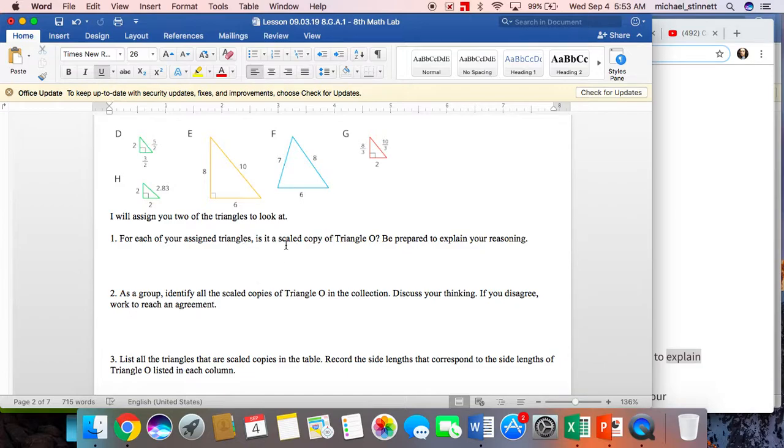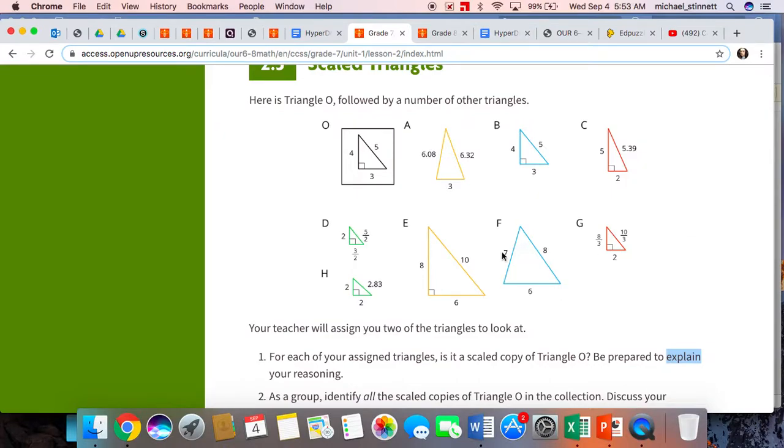So you're going to find out, is it a scale copy? And then you're going to write down why or why not. Why is it a scale copy or why not? So if I didn't assign these 2, because I want to talk about them for just a second.